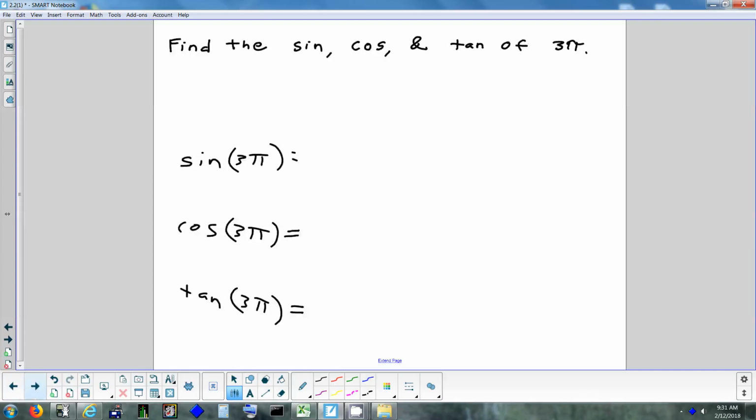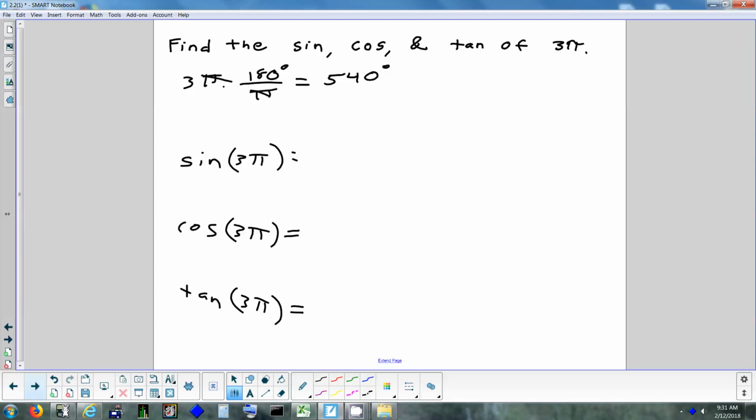If you're more comfortable working in degrees, then we might want to change it to degrees first so we can see where it is. Okay, so how do I change radians to degrees? What do I multiply by? Yep, Lauren. The pi on the bottom and 180 on the top. 3 times 180 gives me 540.